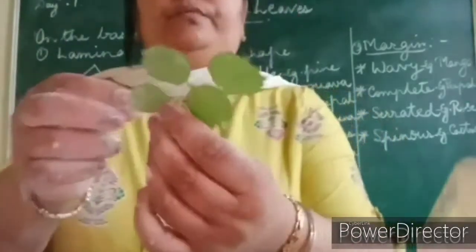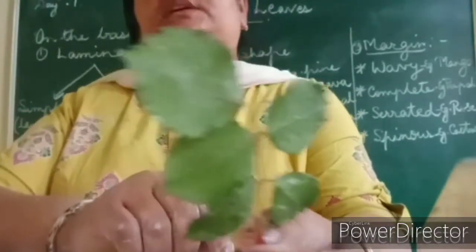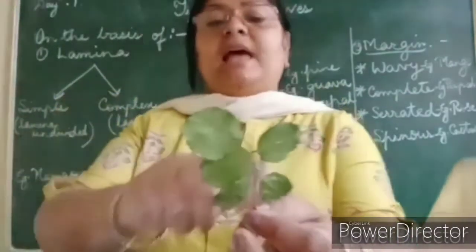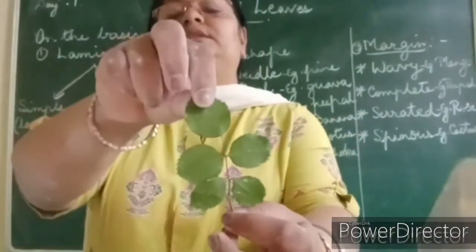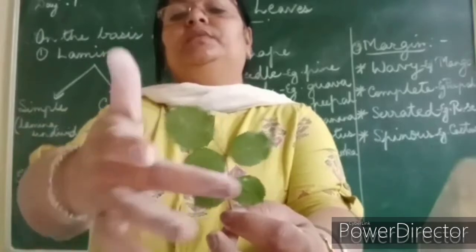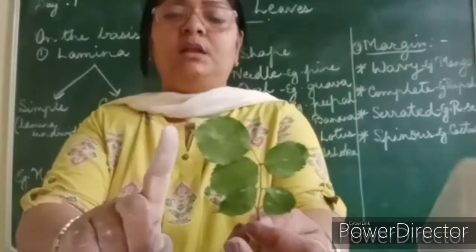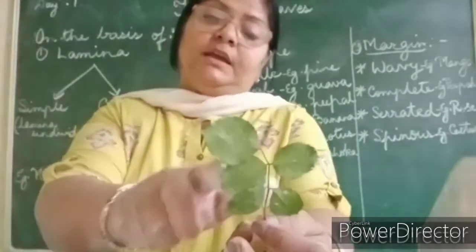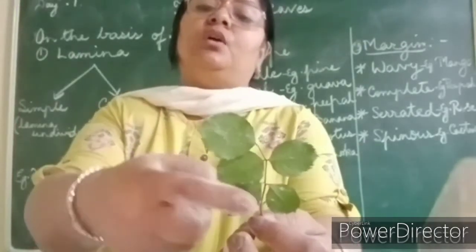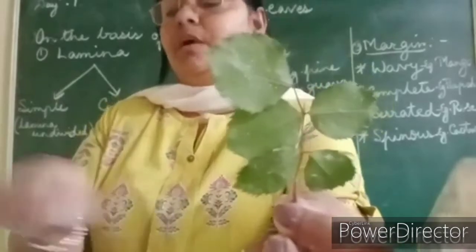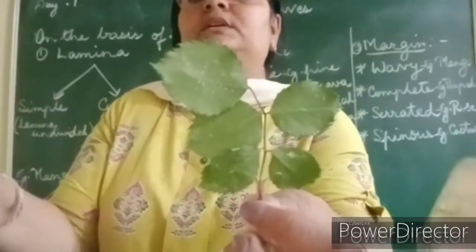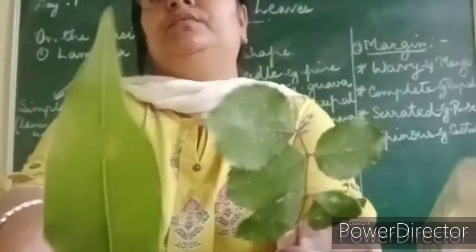See, I've gathered a rose leaf to show you. If you see, this is actually one single leaf, but the lamina is divided into small leaflets. These small leaves are called leaflets. All together they make one leaf. So the lamina is divided into small leaflets. Therefore it is an example of a compound leaf, and this is a simple leaf. Fine.